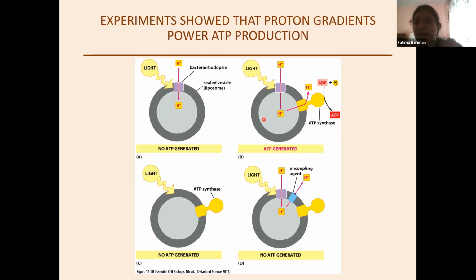You obviously have to provide it with all the right environment, the material to create the ATP. So it should have ADP and phosphates available in there. But once you have that, it is going to work.